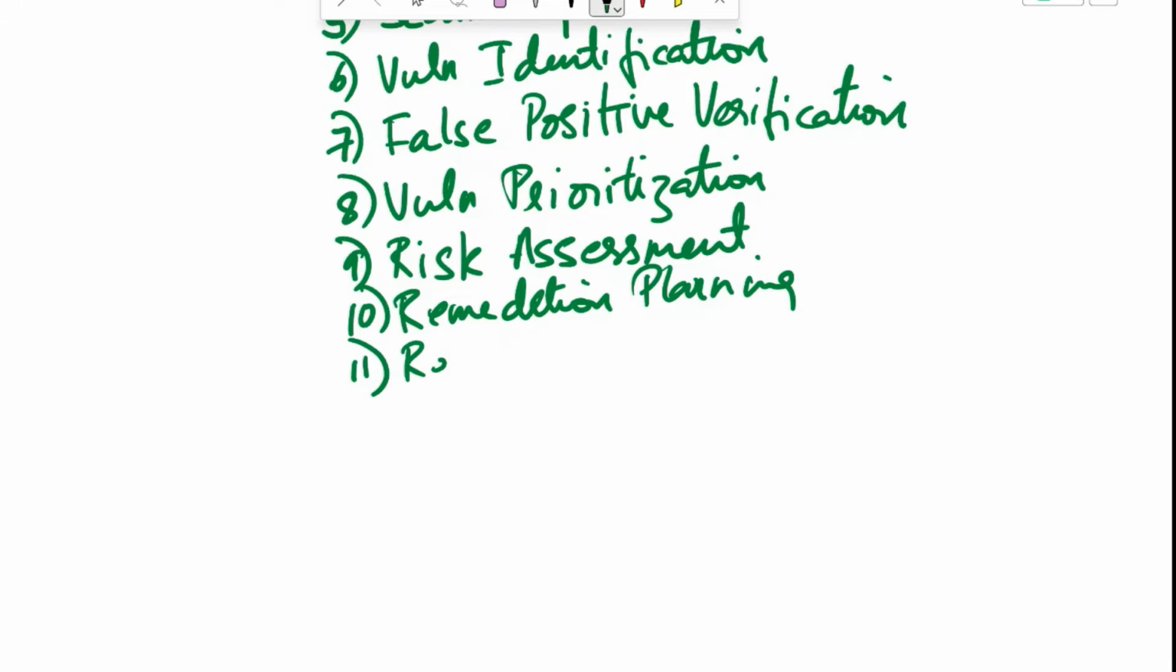Next is remediation execution. Implement the remediation plan by applying patches, updates, configuration changes, or other mitigation measures. Ensure proper testing before deploying the changes to production environments.